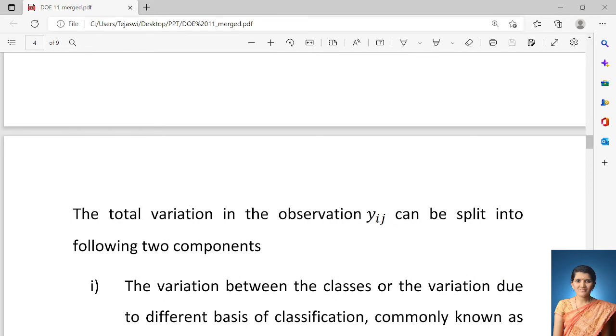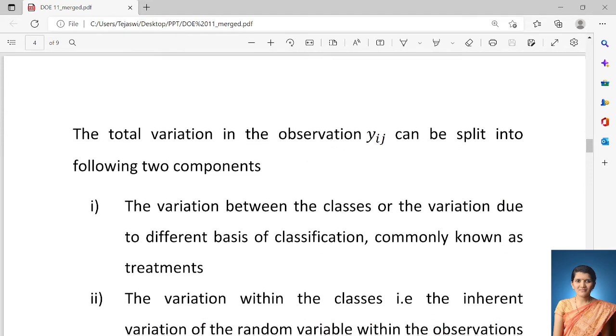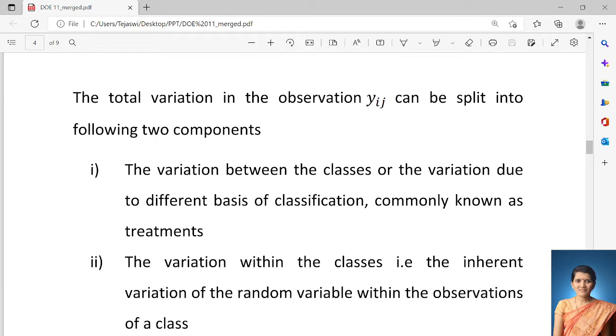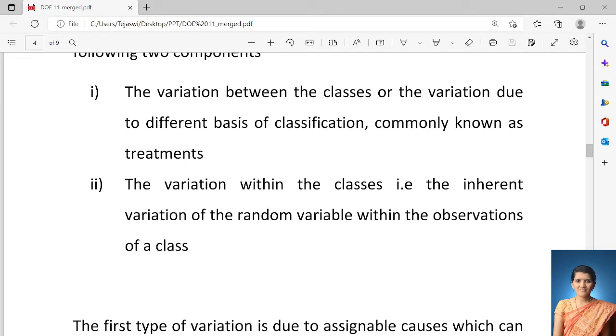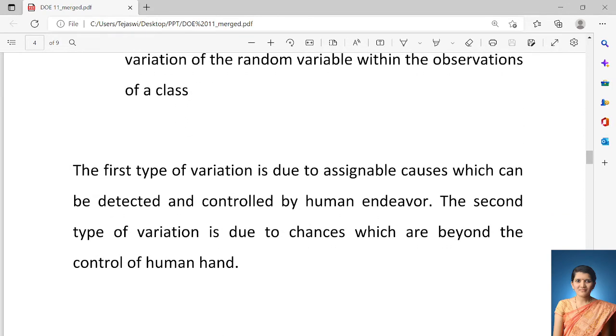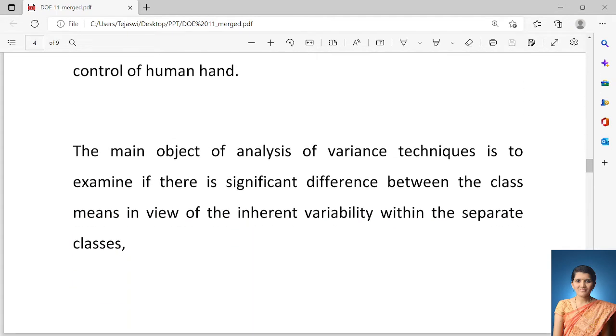The total variation in the observations yij can be split into two components: the variation between the classes, due to the difference in the classification, commonly known as the treatment, and the variation within the classes, that is the inherent variation of the random variables within the observations in the class. The first type of variation is due to assignable causes, which can be detected, estimated and controlled by human endeavor. But the second type of variation is due to chance, so it is beyond human control.